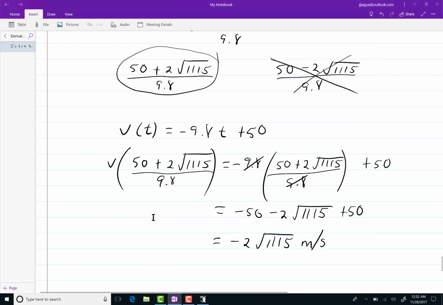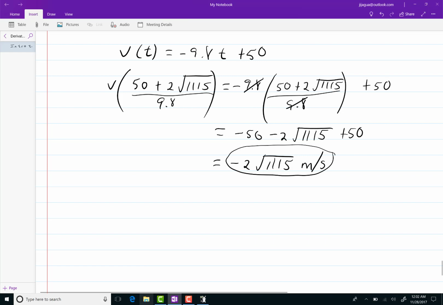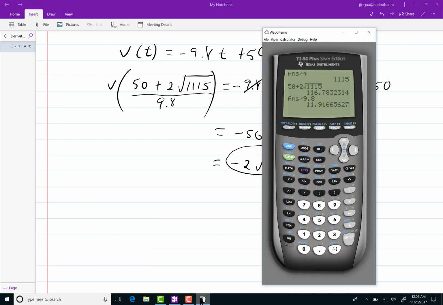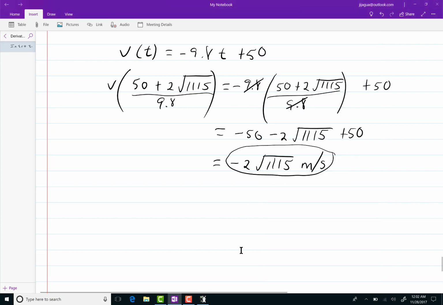So here you go. This is how fast it's going as it hits the ground. If you want the decimal version of that, you can easily get it on the calculator. I showed you already. It's going about negative 66.783, approximately negative 66.783 meters per second. Negative is because the object is going downward.